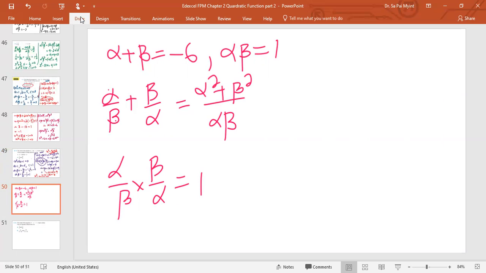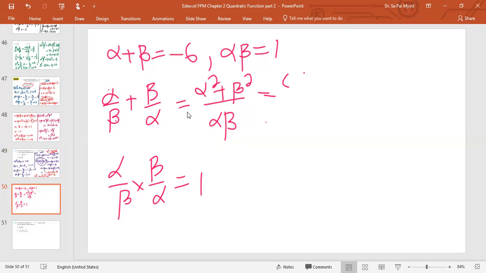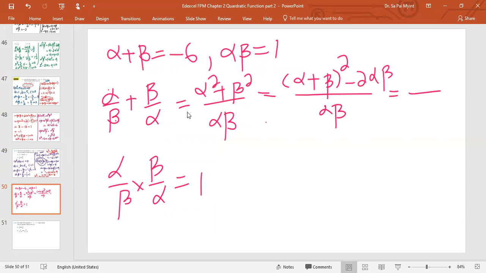How do you find this? This is a formula I need to remember. Alpha plus beta, the whole square minus 2 alpha beta, by alpha beta. What do you get? Alpha plus beta is 36, minus 2 alpha beta. Alpha beta is 1, so it's minus 2. What do you get? Sum of the roots is 34. Product of the roots is 1.